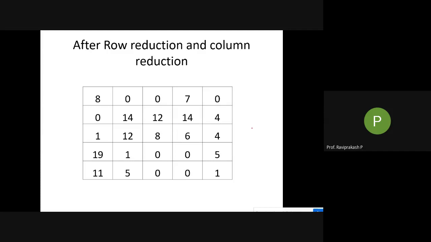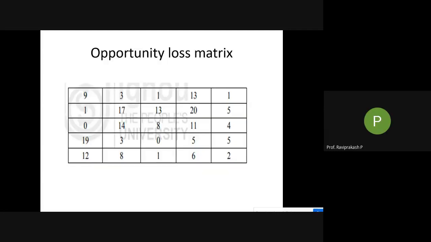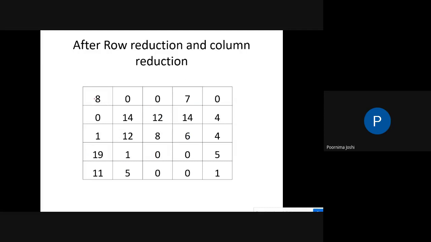Yes, students, is it the same? After the row reduction and column reduction. So in the first column, I'm getting 0. After 8 and 0, again I'm getting 0. This 0 you are getting. So here it is 13. Yes. So if you see, the smallest one is 1. Not there. After 8 and 0, in the first column, upward.